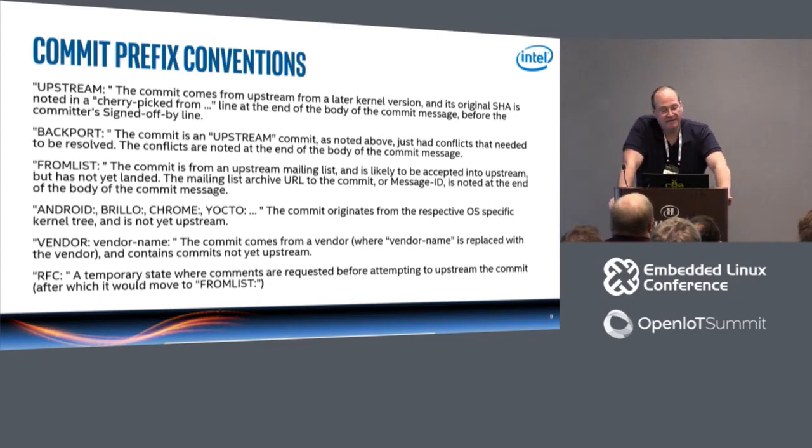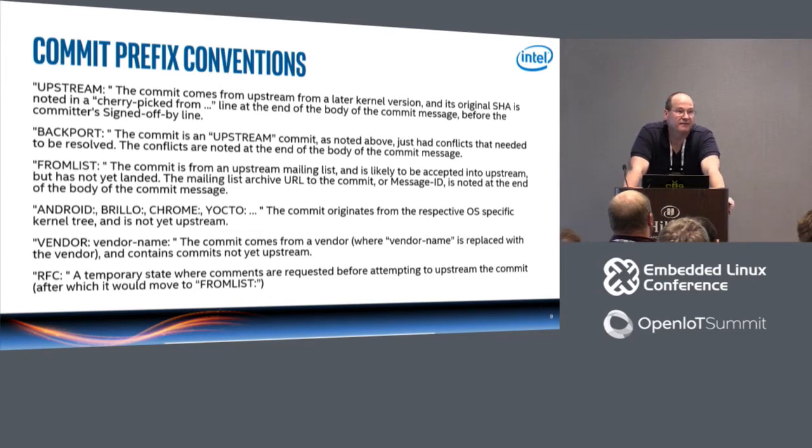The from list prefix, I use it for both from mailing list and from feeder trees that are feeding Linux Next. Essentially, this is code that isn't yet in upstream. By the way, upstream means kernel.org, Linus's tree. From list means, to me, it either came from a mailing list or it came from a maintainer tree that's feeding Linux Next. So this is basically things like I have some USB patches from Felipe. I don't think they're actually on any mailing list, but they're in his tree that's queued up for Linux Next. So that's what you would prefix your patch with if you got it from there.